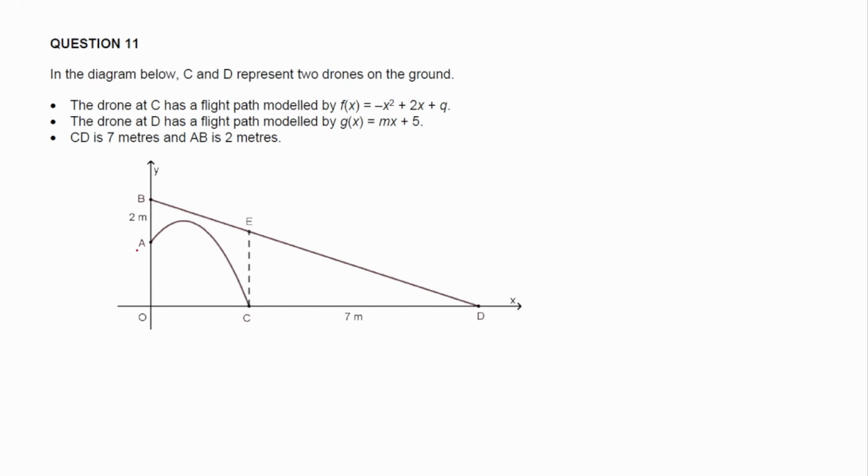Here we're given two drones and their flight paths. So the drone here at C is given this flight path modeled by this parabola that's given over here. And the drone at D has a flight path modeled by g of x is mx plus 5, this straight line equation over here. So CD is 7 meters and AB is 2 meters.